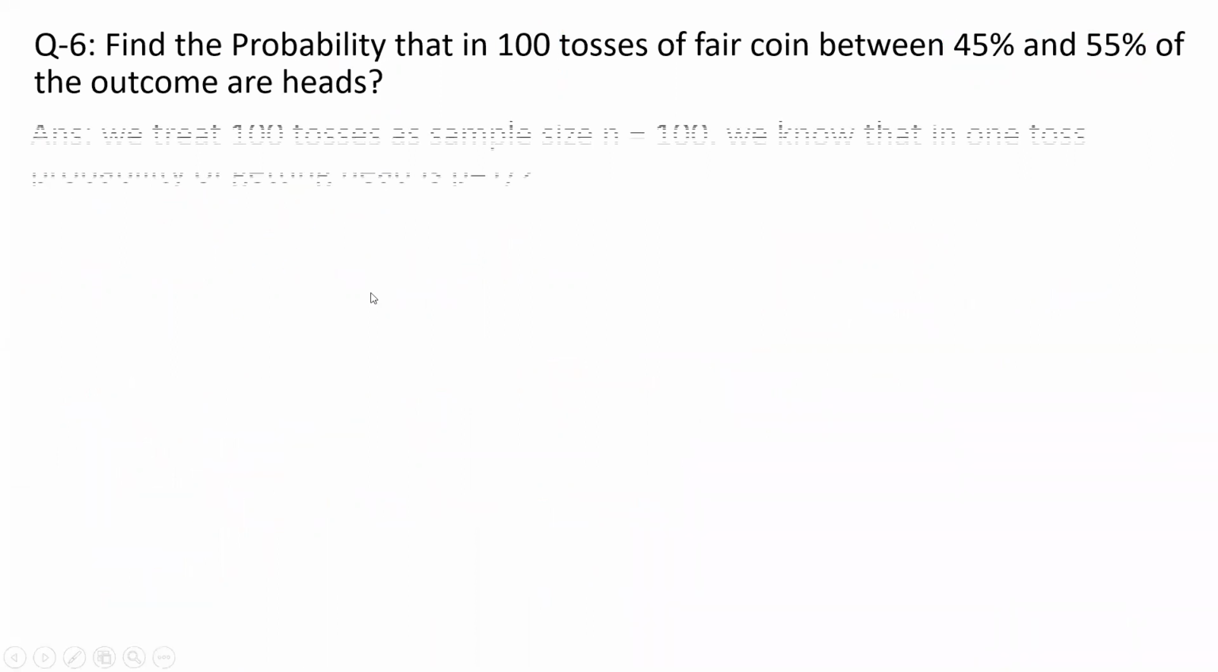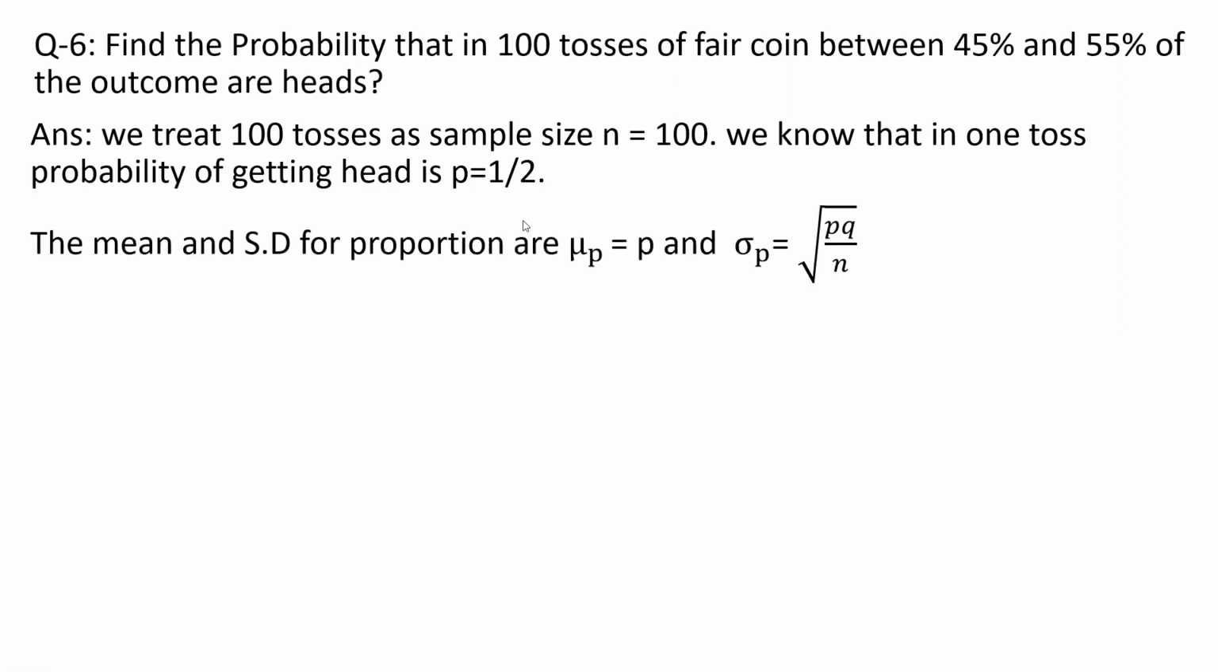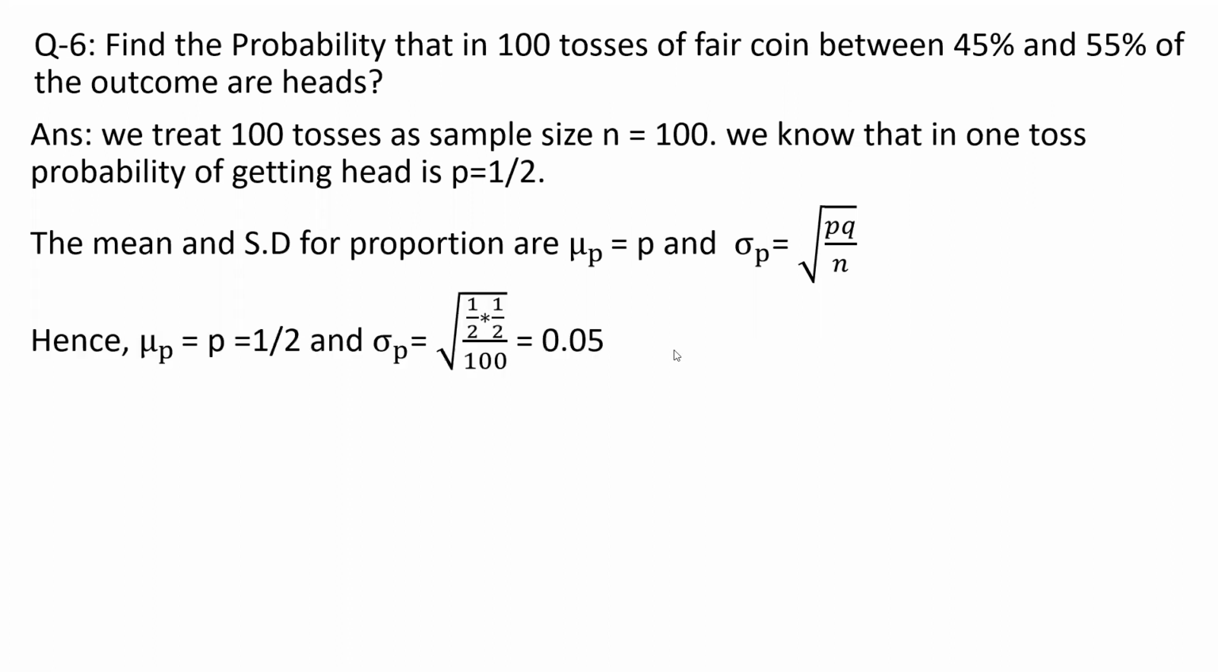The same thing I have already mentioned here. We treat 100 tosses as a sample size n equal to 100. The probability of getting a head in one toss is p equal to 1 by 2. So the mean and standard deviation formulas are straightforward. Small p is 1 by 2, just substitute it here. And sigma p you can calculate by this formula. q is nothing but half because 1 minus p is the failure.